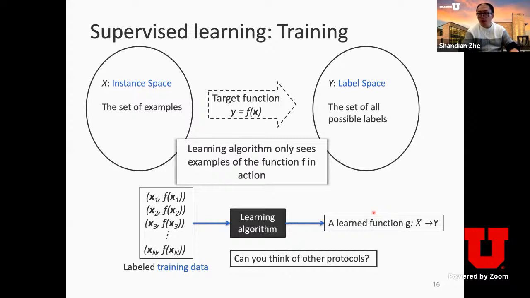So any questions so far about this general framework of supervised learning? Everybody's comfortable, right?